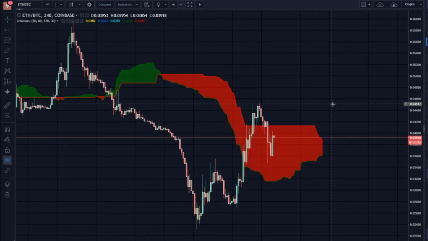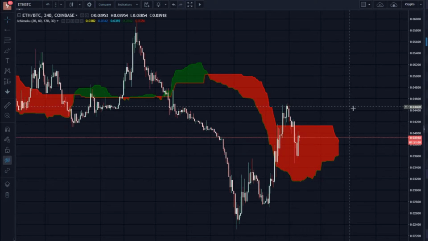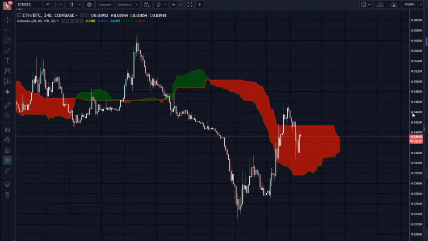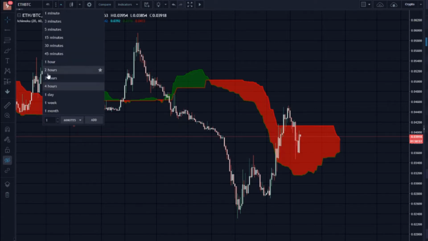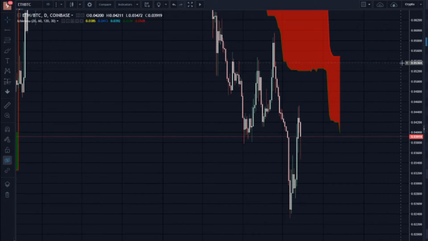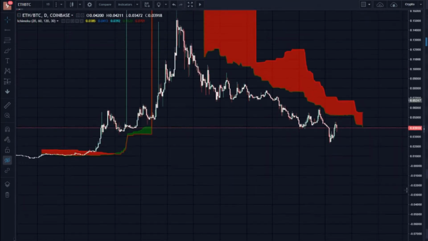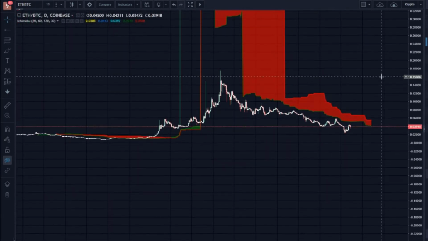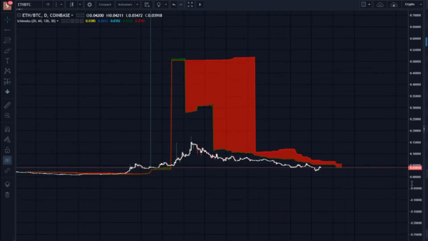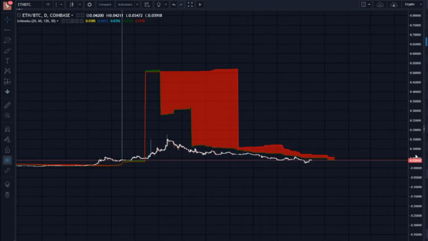Now, one last thing I want to cover with the cloud is multiple time frames. As always, you should start with a higher time frame and work your way down when you're analyzing any chart. What that means is you want to start out with, say, the daily, which is a good place to start, because this is going to be your overall trend of whatever pair you're looking at. And you can see this is quite ugly for ETH versus BTC.